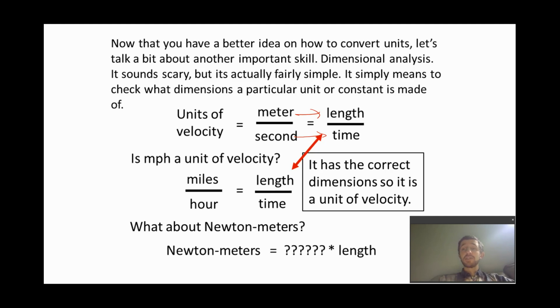And from that, you can also say, okay, well, if velocity is length over time, then any other unit that has dimensions of length over time should also be velocity, like miles per hour. Miles, length, hour, time. There you go.